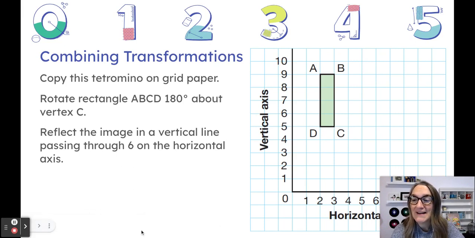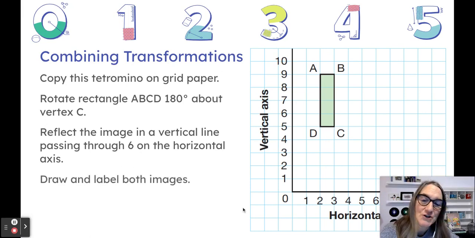Alrighty, so next step then, make sure that you draw and label both images. Remember, we're going to have ABCD. That is our original shape. We rotate 180 degrees about vertex C. And you'll notice I don't have to say clockwise or counterclockwise, because when I rotate 180 degrees, the image is exactly the same whether I go clockwise or counterclockwise. It does not matter, because the image will be the same.